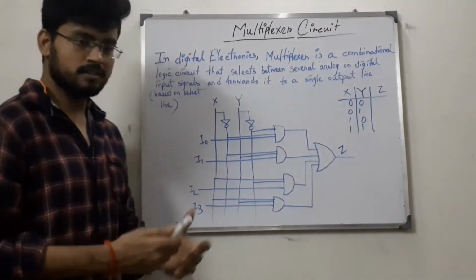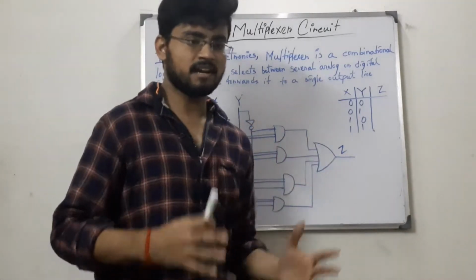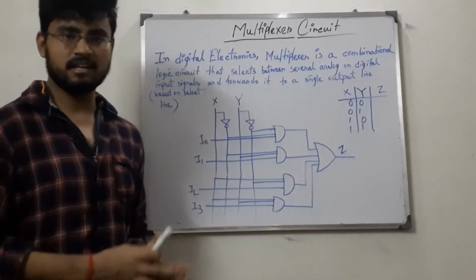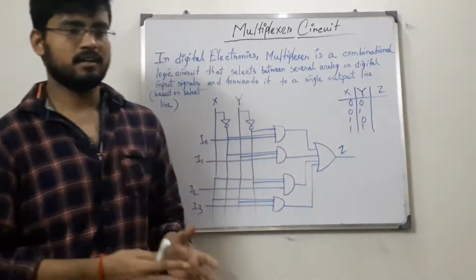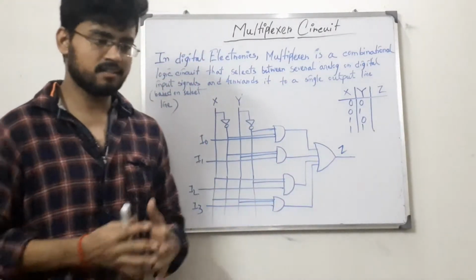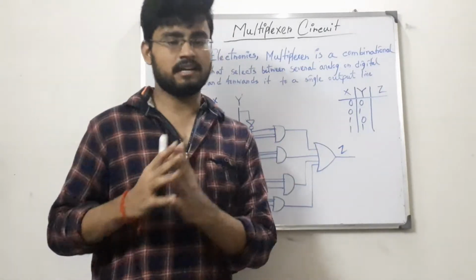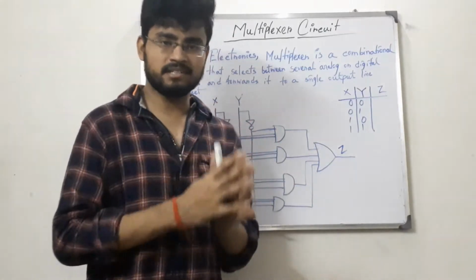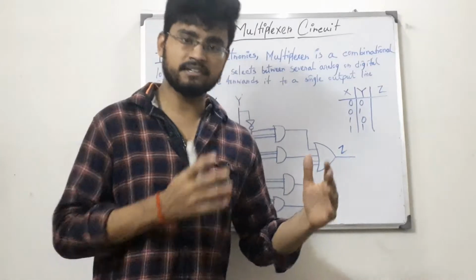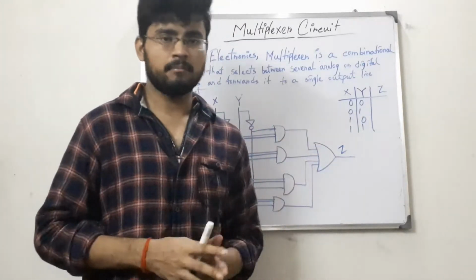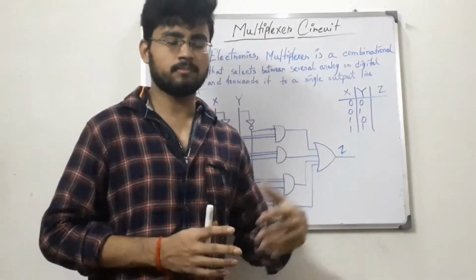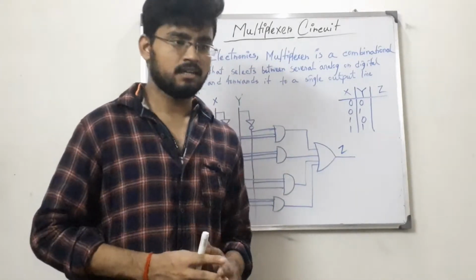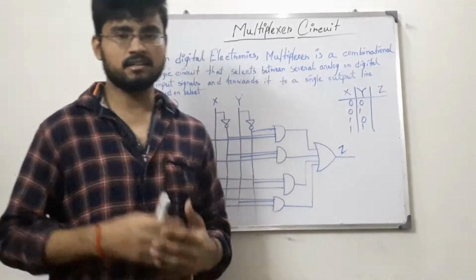We know what a combinational circuit is. A combinational circuit is basically a digital logic circuit whose output depends only on the present input. There are two kinds of circuits in digital electronics: one is the combinational circuit and the second is the sequential circuit. In a combinational circuit, the output depends only on the present input. It does not have any memory. But in a sequential circuit, the output depends on the present input as well as the past input or past output, so it has a memory. We will discuss sequential circuits in later videos.